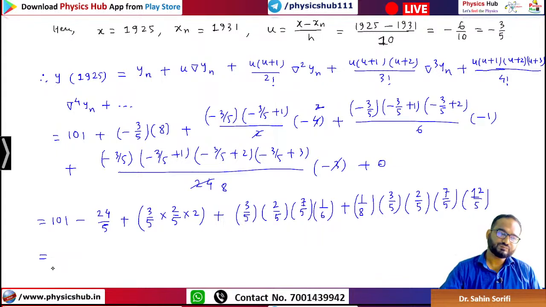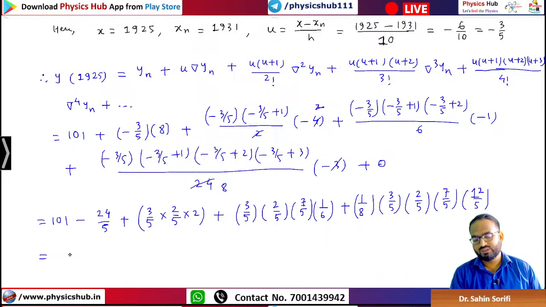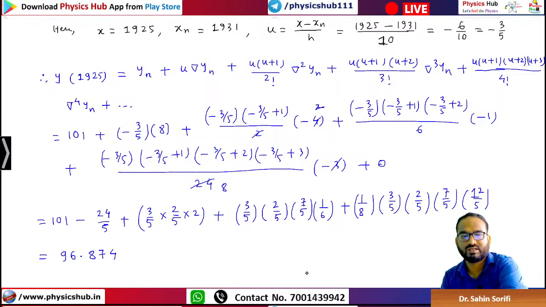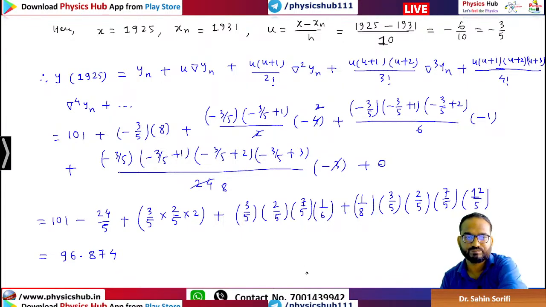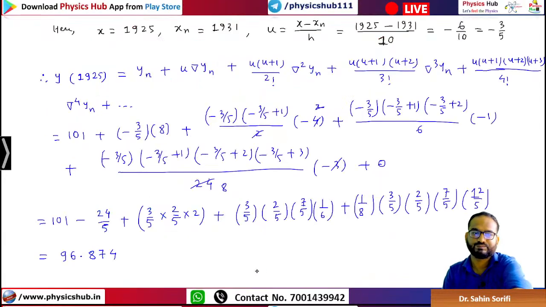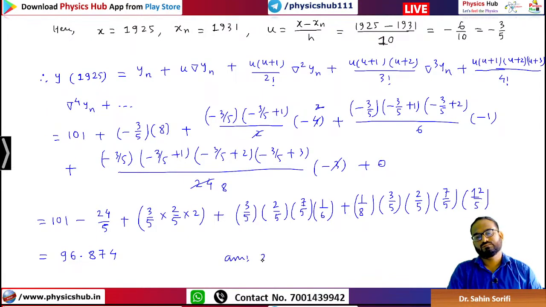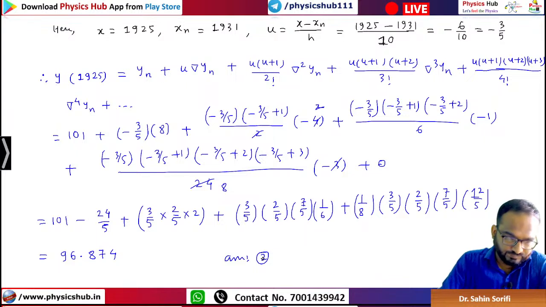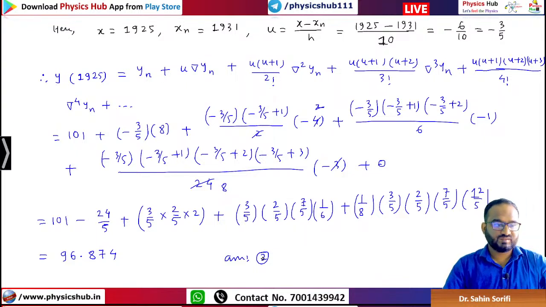At that time, what people used to do, they used to calculate a rough value, so it will come around 96.874, so we can take around 97, option 2. Is it clear, guys?